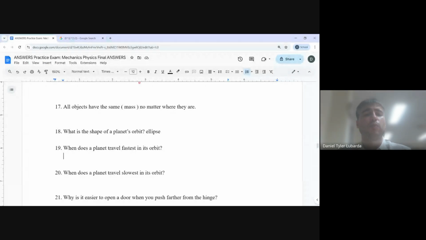So when does a planet travel fastest? It travels fastest when it's at the closest point in its orbit to the sun. And when does a planet travel slowest? That happens when it's at the farthest point in its orbit from the sun.